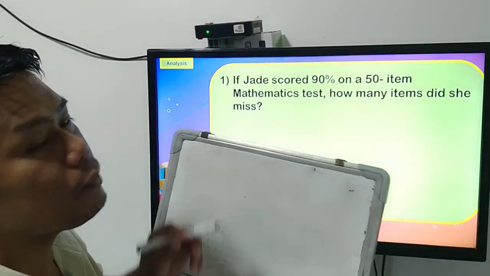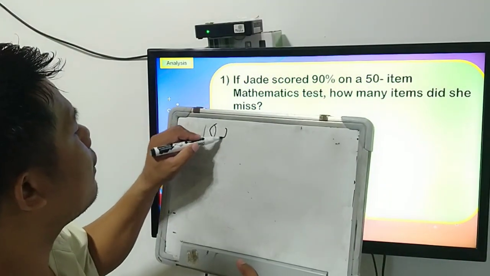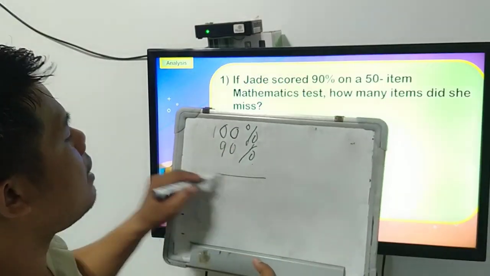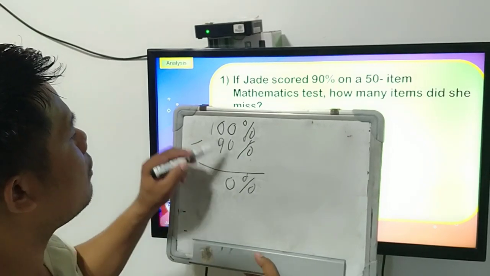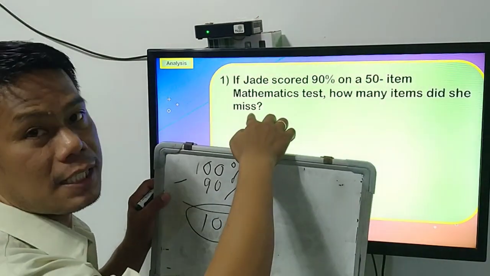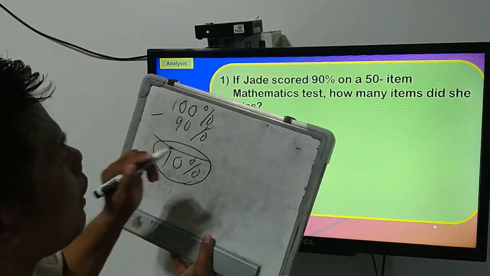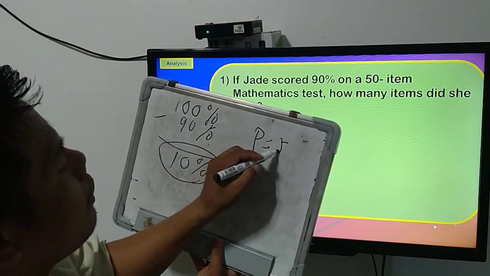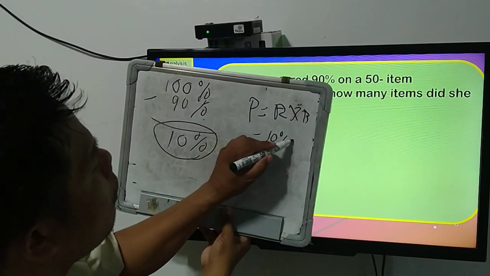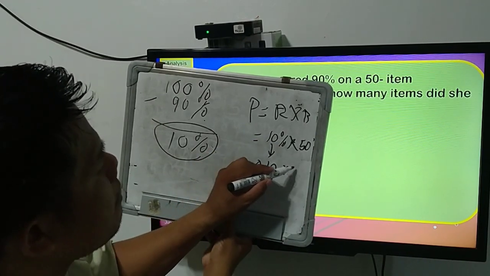So the first is by subtracting the percent. So in percent, again, it is always 100. So 100% minus 90%, that is percent sign 0, 10 minus 9 equals 1. So 10%. So in other words, Jade missed 10% of the test questions. So now we're going to solve. P equals rate times base. So we have 10% of or times 50. So this is 10 hundredths times 50.